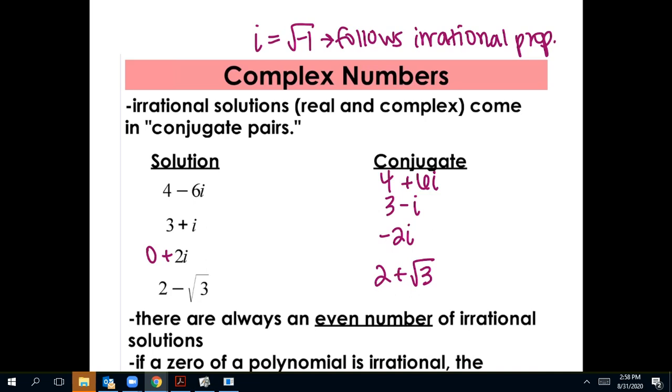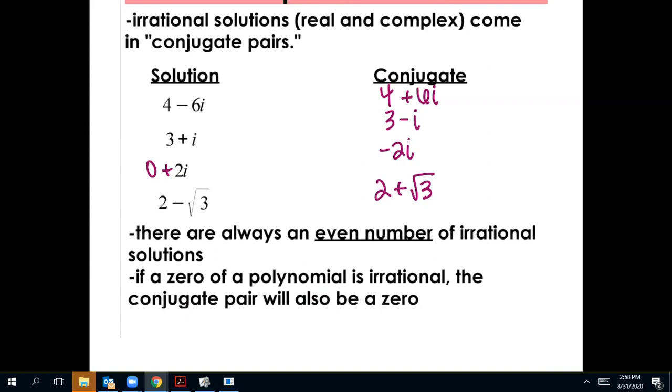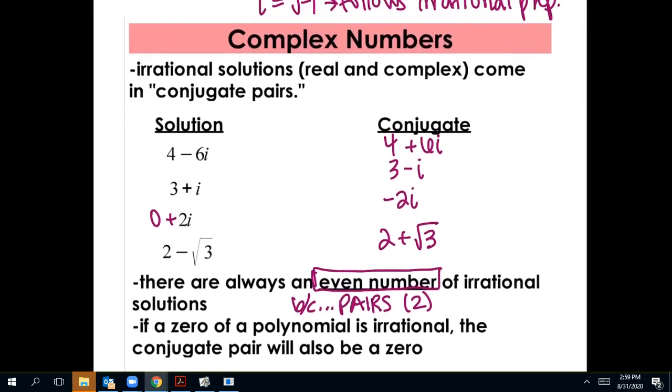They come in pairs. If we look at that a little further, that means there's always going to be an even number of irrational solutions because they come in pairs. Pairs means 2. And then if a 0 of a polynomial is irrational, then the conjugate pair will also be a 0. So if I know 4 minus 6i is one of the solutions, I also know automatically that 4 plus 6i is a solution. So that kind of stuff helps us as we look at different solutions and try to build polynomials from it. All right, so that's enough background information on complex numbers.